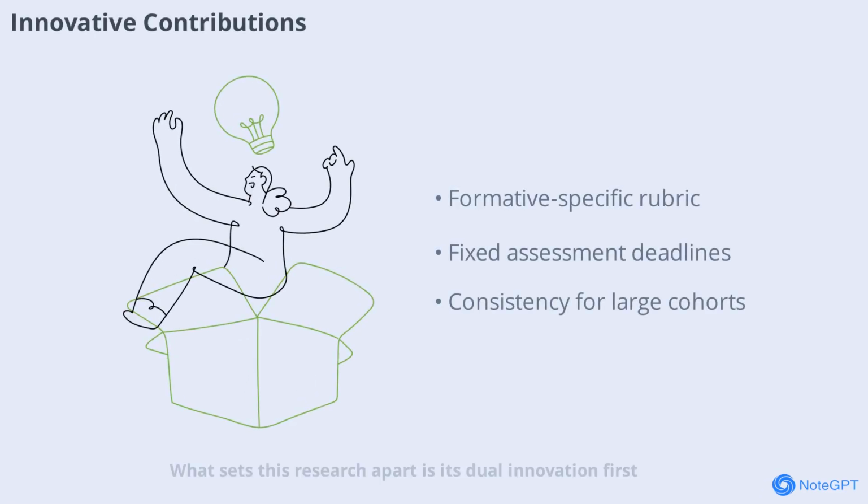What sets this research apart is its dual innovation. First, the creation of a formative-specific rubric used midway through the module, distinct from the summative rubric used at the end. Second, the introduction of a fixed, formal formative assessment process with a set submission deadline. This structured approach ensures consistency in feedback and grading, even with a large teaching team. By focusing on measurable learning outcomes and clear deadlines, the process supports both students and staff in navigating the complexities of assessment in a multicultural, international context.